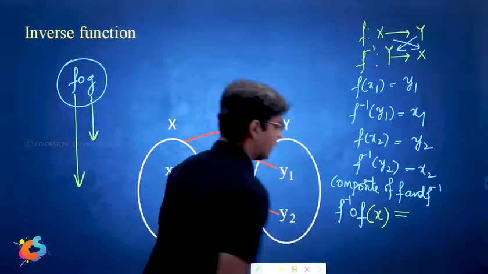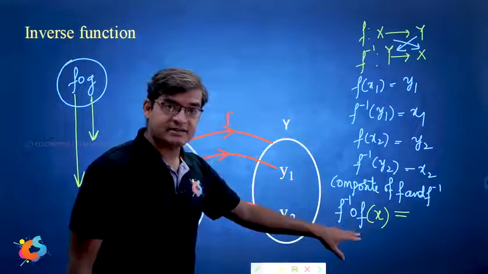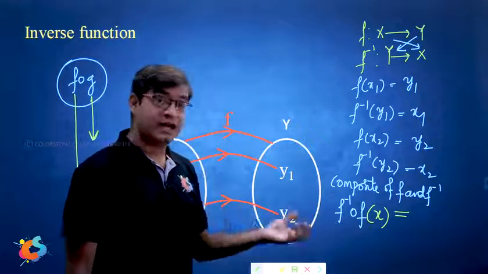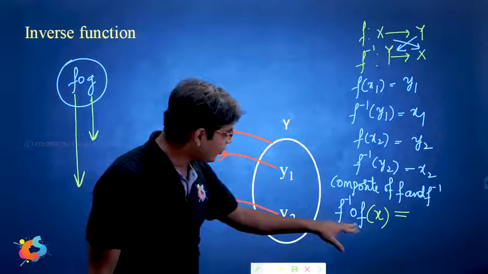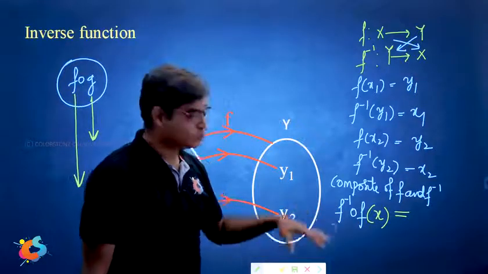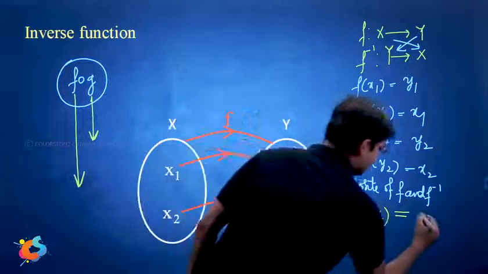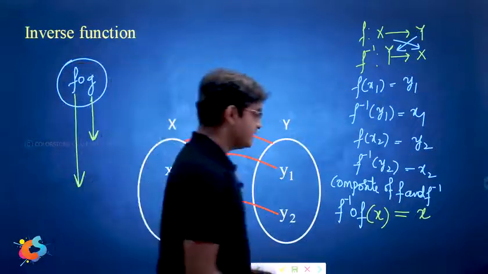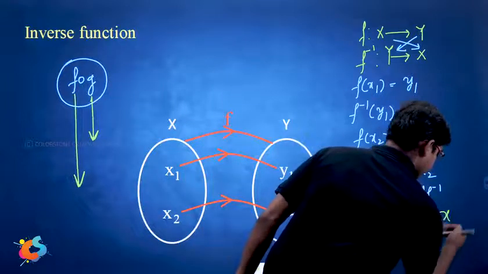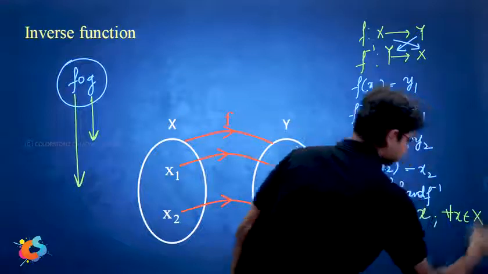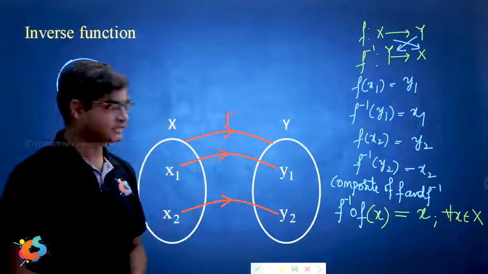And now, whatever f does, f inverse does exactly opposite to what f does. So therefore, I can say that whatever f is doing, f inverse is nullifying. So therefore, whatever is my input, the same output should come. Of course, this holds for all x belonging to set x. Okay, the input is coming from set x.